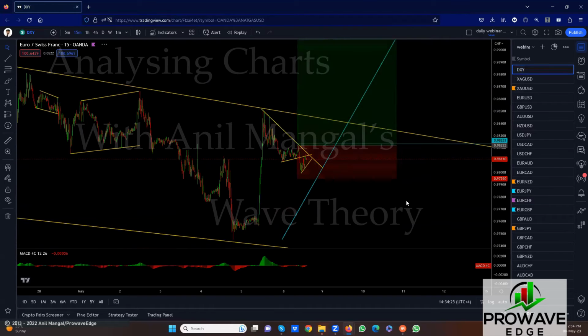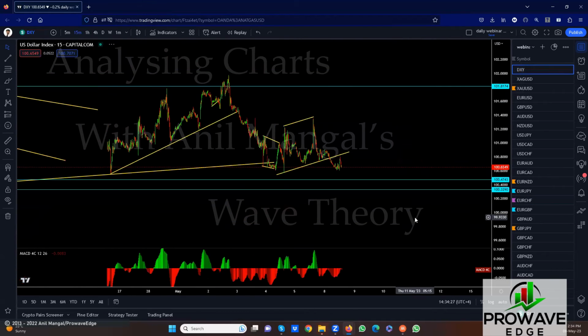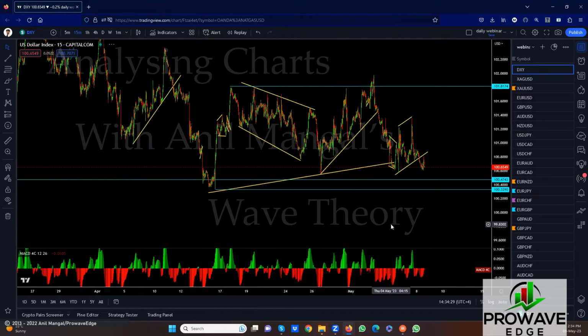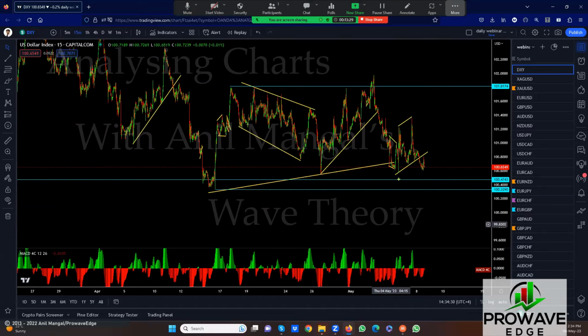We'll start with the dollar index. With the dollar index, as you can see, it's coming down, and there's a very good chance we're going to break this low. We might even break this low. So if we break these lows, what happens at that point? At that point, it could either continue to go or it could go right back up.